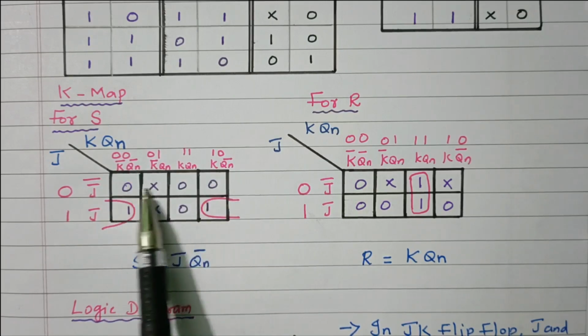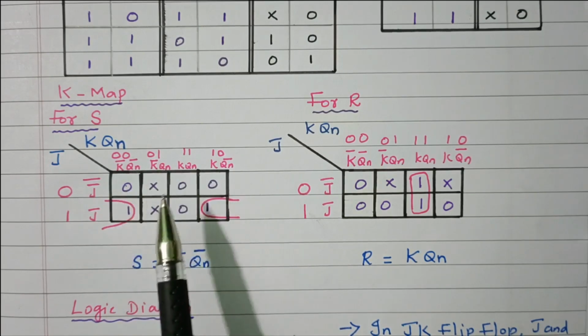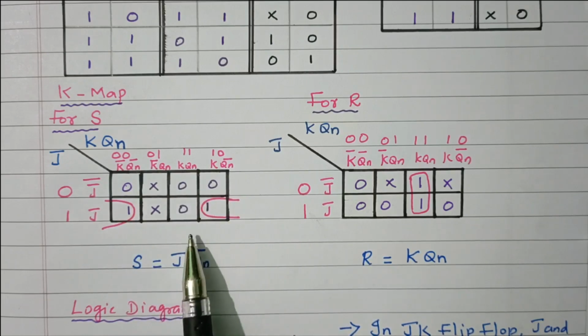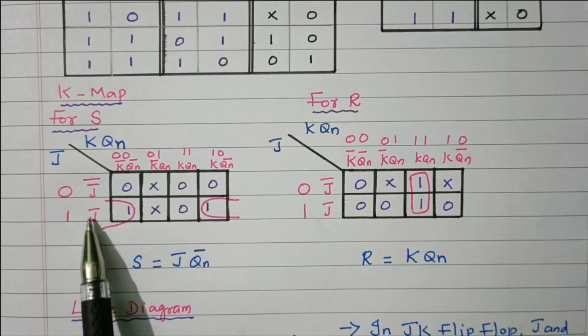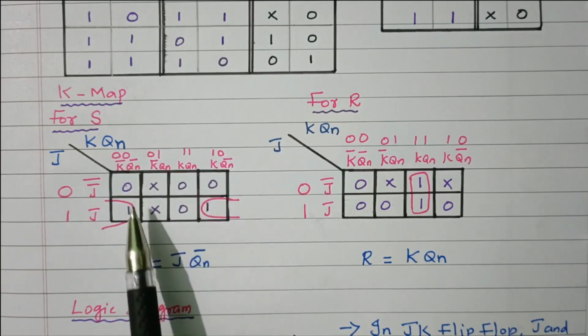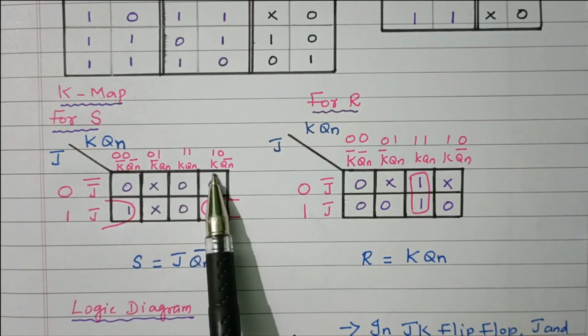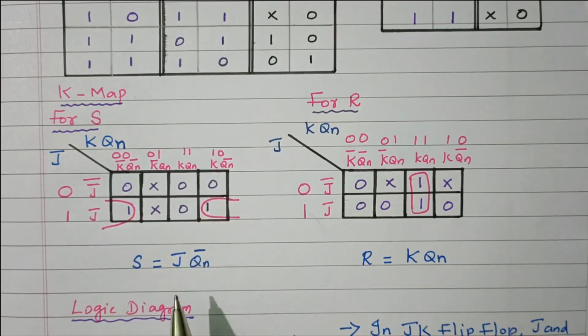Now these inputs are filled from the truth table, 0x00, 1x01. So whatever is available in the truth table, we fill it there. There are two ones available, so we can combine these two ones. While combining, we need to refer to the corresponding row. Here J is available. Corresponding columns are the first column and fourth column: K bar Qn bar and K Qn bar. So K bar and K got cancelled. Only Qn bar is common in the first and fourth columns. So the expression for S is J Qn bar.